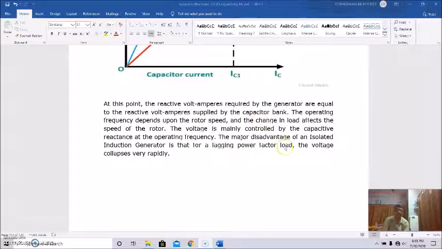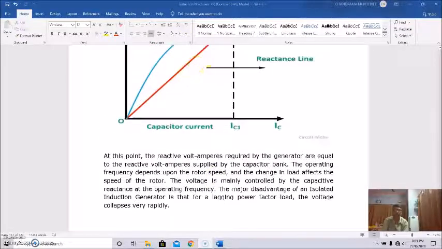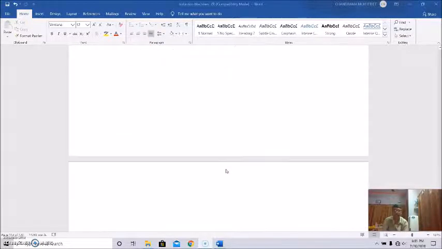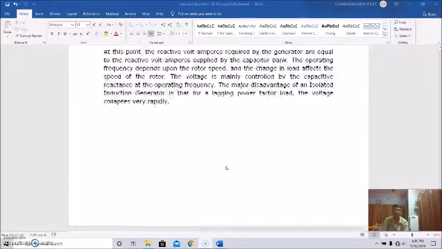by the capacitor bank, and the operating frequency depends upon the rotor speed, and the change in load affects the speed of the rotor. The voltage is mainly controlled by the capacitive reactance at the operating frequency. So this is the capacitive reactance at operating frequency, and the major disadvantage of an isolated induction generator is that for a lagging power factor load, the voltage collapses very rapidly. So that is about isolated induction generators.